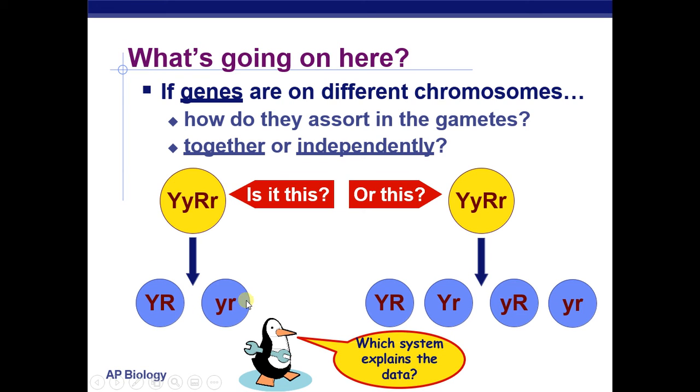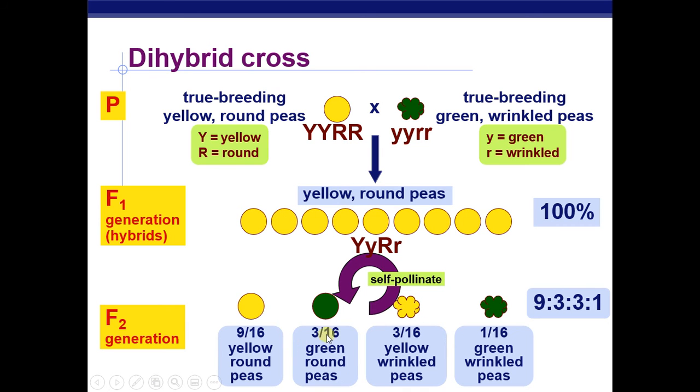is this how it happens? The dominant Y and the dominant R always go together, and the recessive Y and the recessive R always go together? Or is this how it happens? Can we have any conceivable combination of Y and R? These kind of seem like the two possibilities. And from what we just saw in his experiment, only one of them can be right, because only one of them will give us a 9:3:3:1 ratio here at the end.